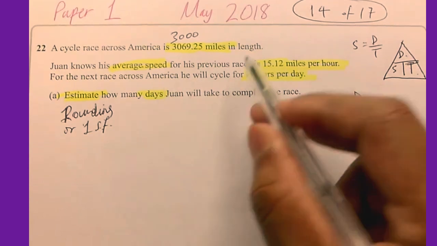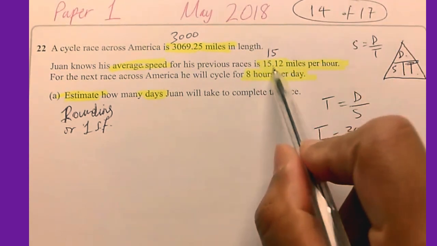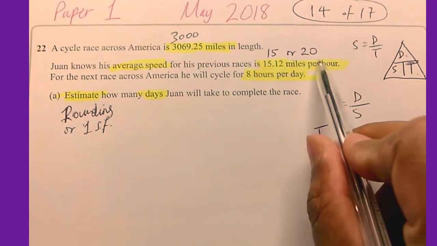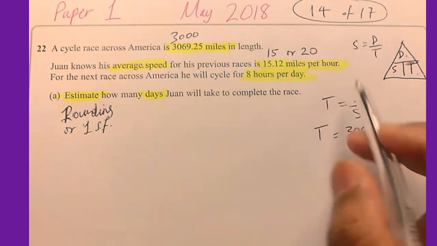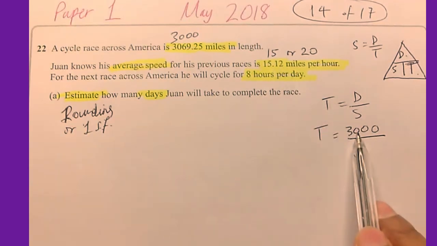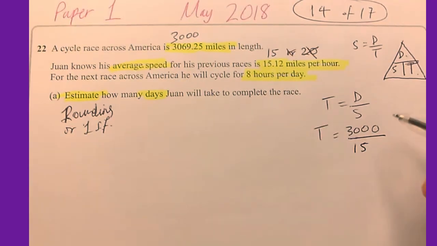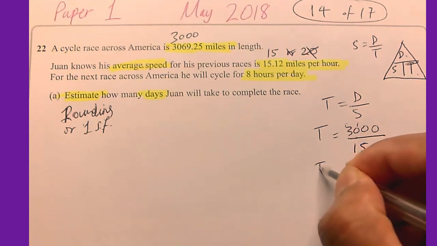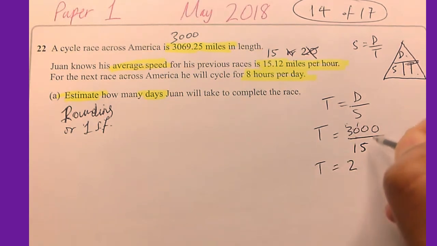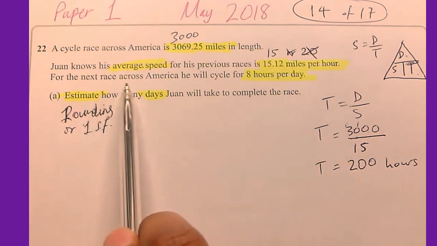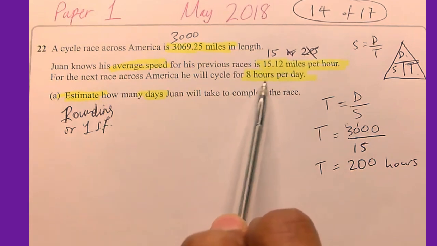Divided by my speed, 15 miles per hour. I'm going to make it 15. I could also do 20 if it was one significant figure. I can do both. If I look at my number, 3,000, I spot 15 goes into 30. So how many times does 15 go into 30, if you look at it carefully? 15 goes into 30 twice, then add 2 zeros. Okay, so 200 hours.